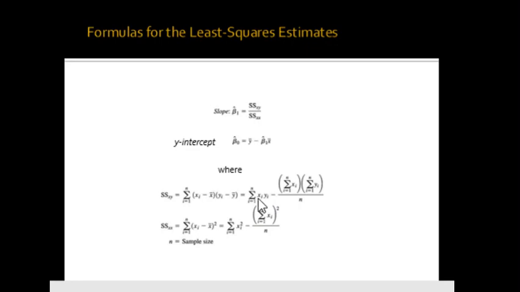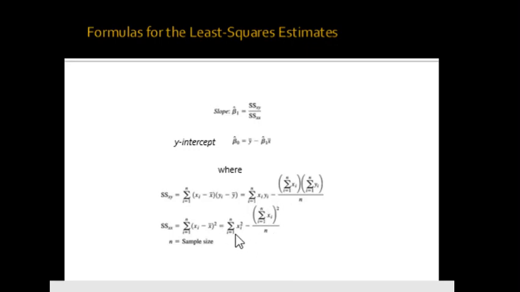So each product xy, sum 1 through n, minus sum of all x's times sum of all y's divided by the number of observations. This gives the sum of squares xy, which is the numerator. The sum of squares xx will be a summation of xi minus x bar, whole squared. So you take each x, subtract the mean from that, square each term, and then add them.